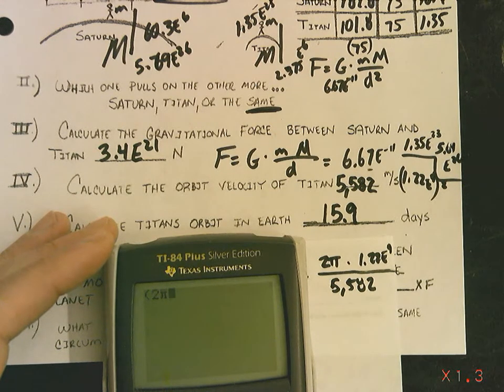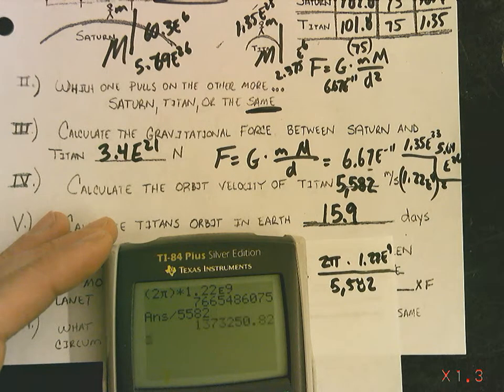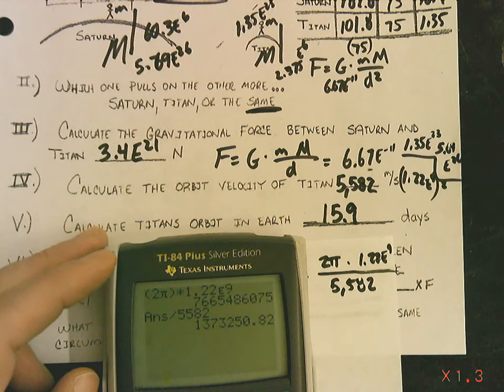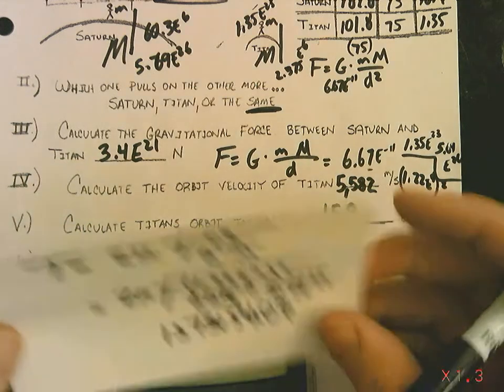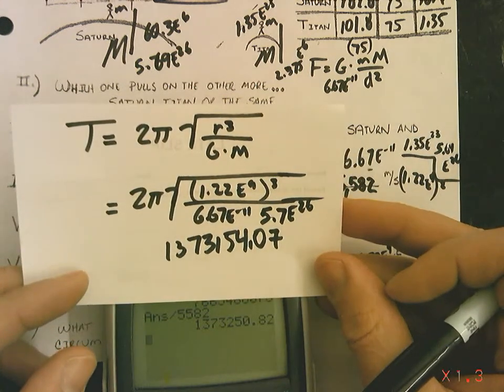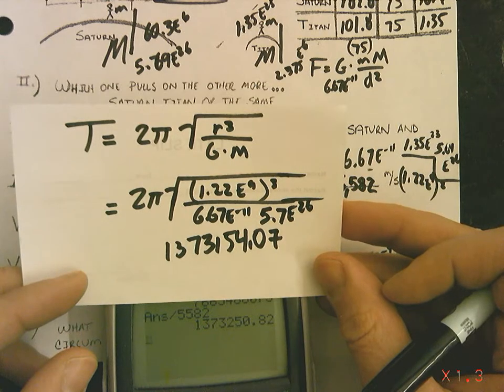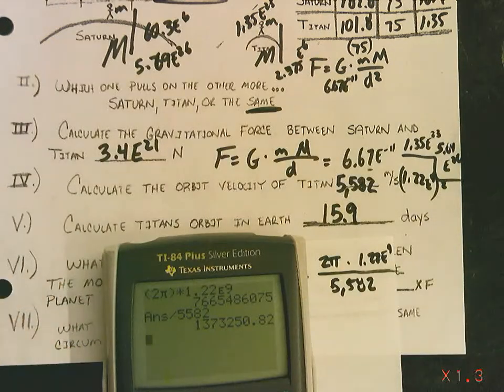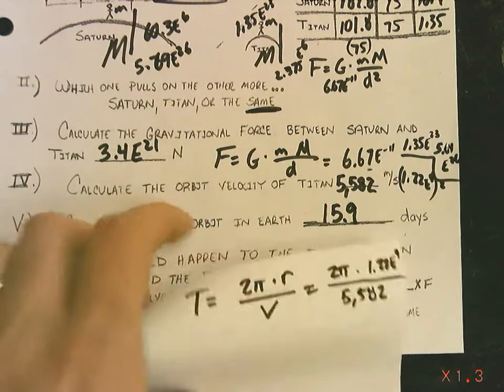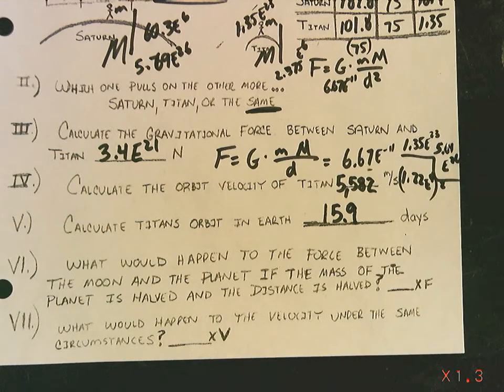So then we multiply 1.22 e to the 9, and we divide by the speed, 5,582, and we get pretty much the same number of seconds. This is what we had last time, 1373154. Now we get 1373250. We knew it wasn't going to be exact, but it's close enough for us to know we did our time right as well. So we have all these ways of checking ourselves, which you want to take advantage of.